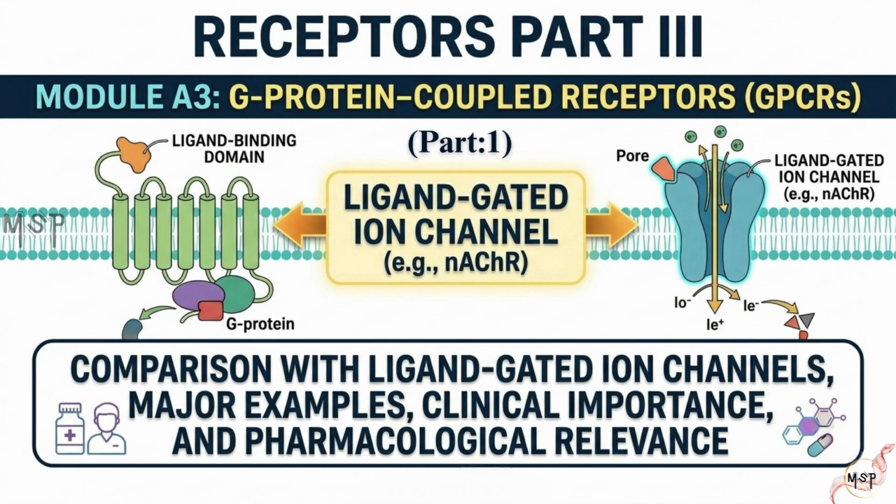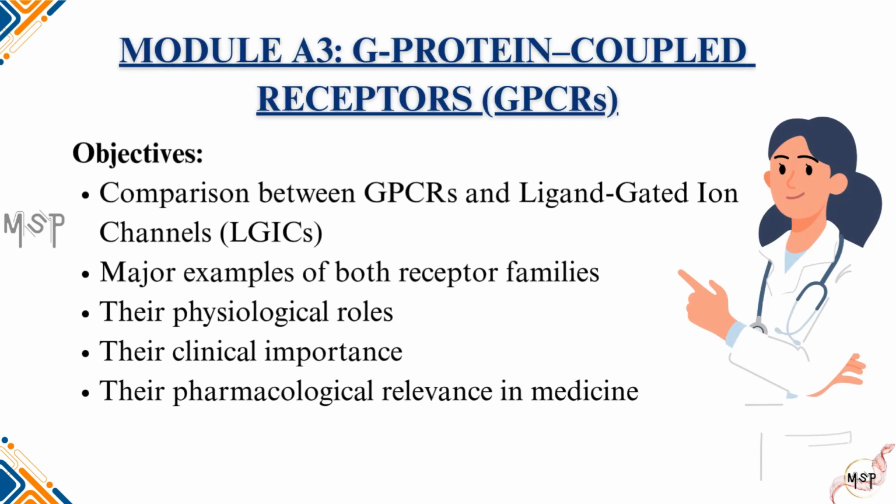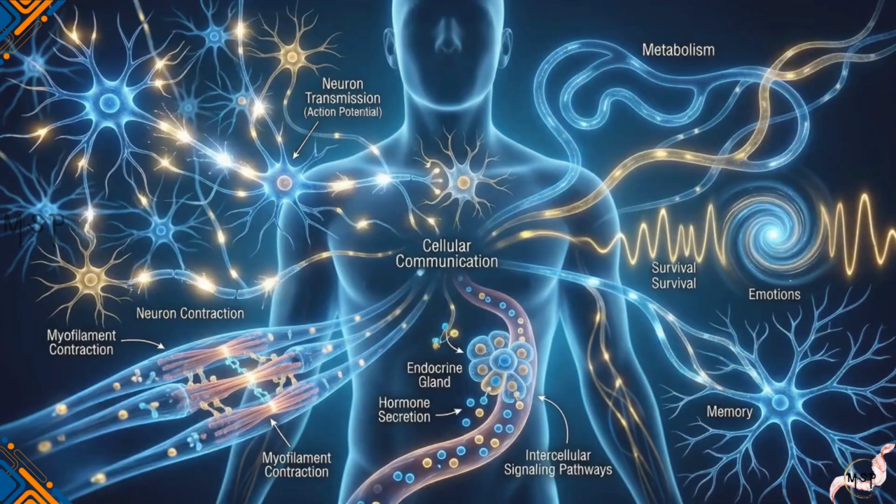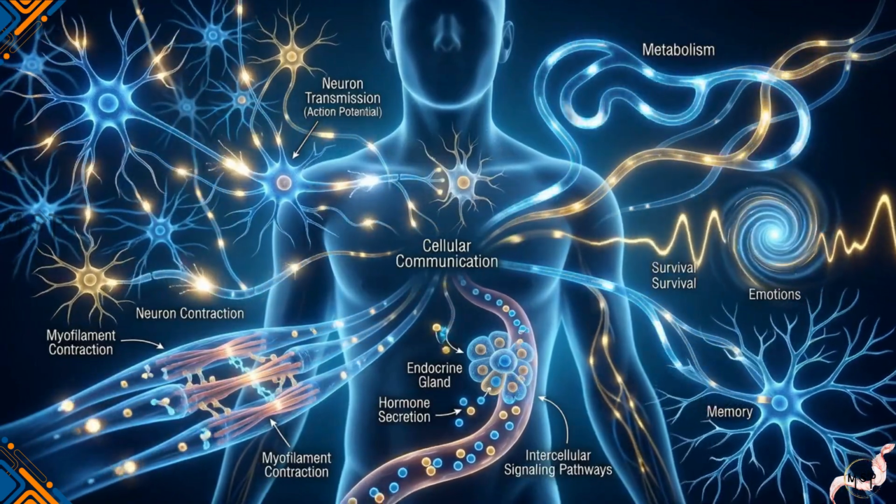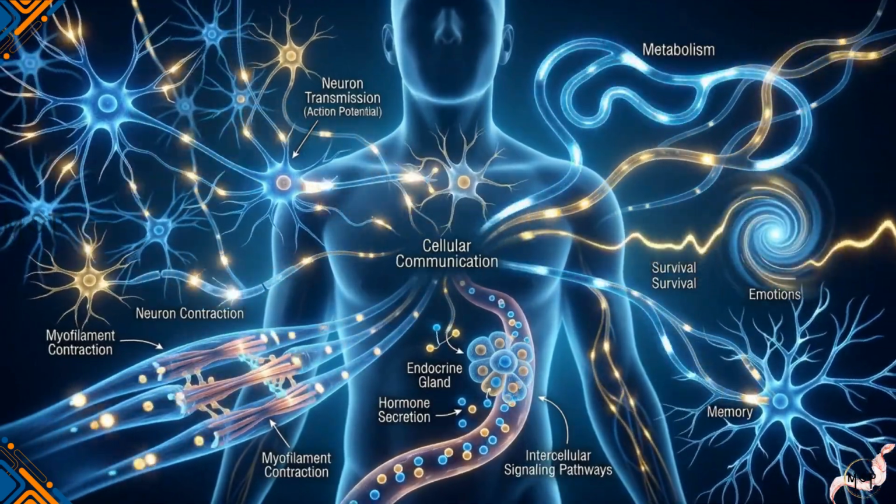understanding. Now, in this video, Module A3, we will explore a detailed comparison between GPCRs and ligand-gated ion channels, the major examples of each receptor family, their physiological roles, their clinical importance, and their pharmacological relevance in modern medicine. So, let's get started. Every second, trillions of cells inside the human body communicate with one another.